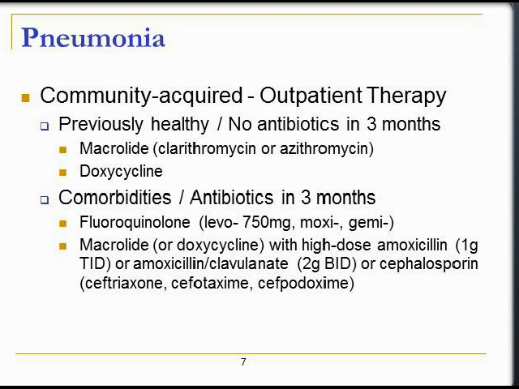So if you're going to treat as an outpatient, then there's another fork in the road on the algorithm, and you have to look at whether they're healthy and whether they've had antibiotics within the past 3 months. So if they're previously healthy and no antibiotics in the past 3 months, then the recommendation is a macrolide alone or doxycycline alone. And the macrolide to use is usually recommended to be either clarithromycin or azithromycin.